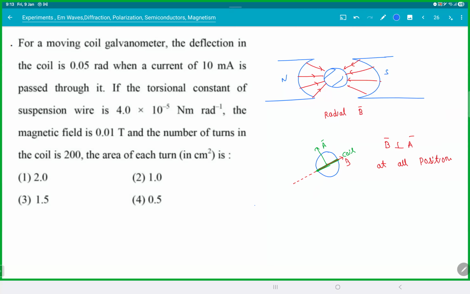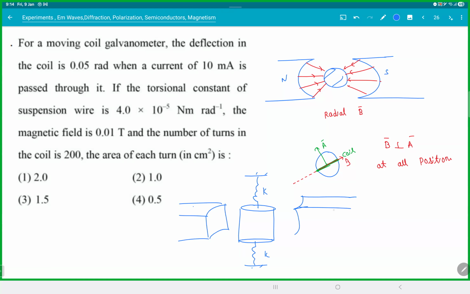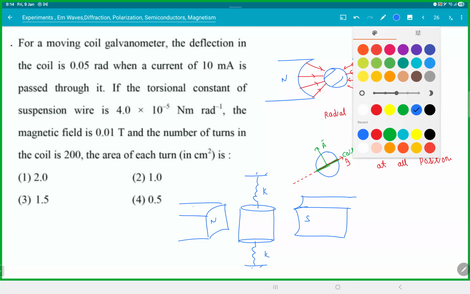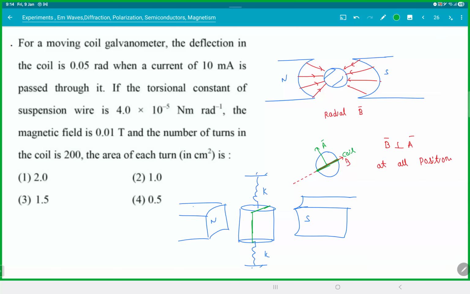And if you actually look at the side view of the picture, it looks like this. We have a cylinder. Here you connected with a spring. Here it is connected with a spring. These are your torsional constants K. And here you have your magnet, something like this. The north and the south magnet. And your coil is like this. This green thing is your coil.